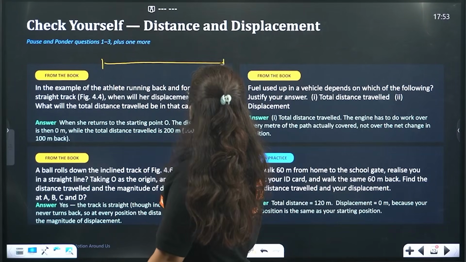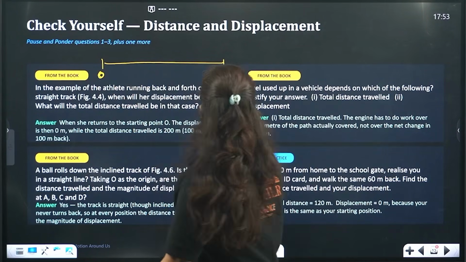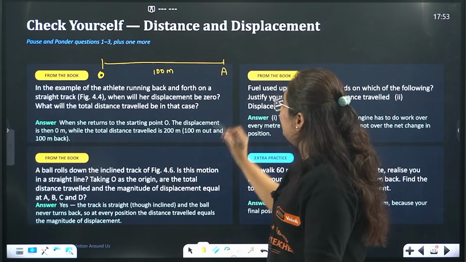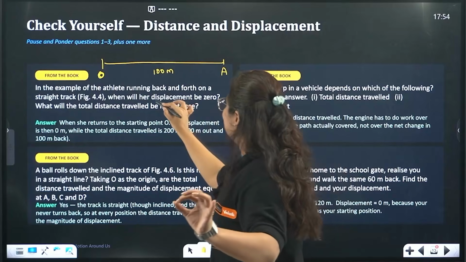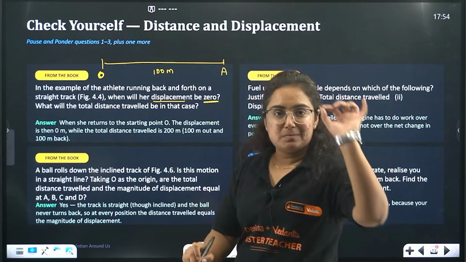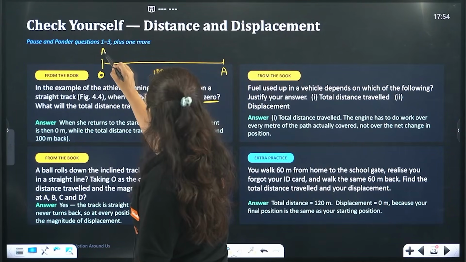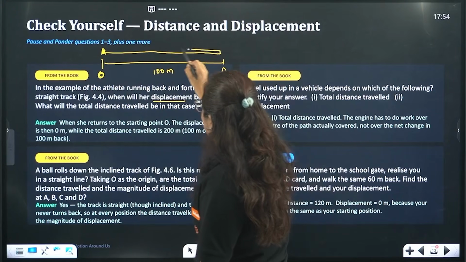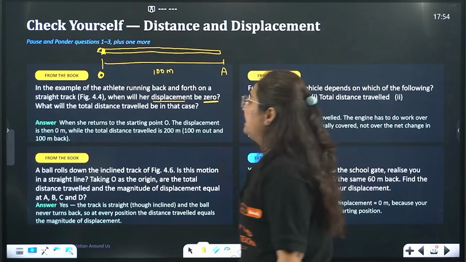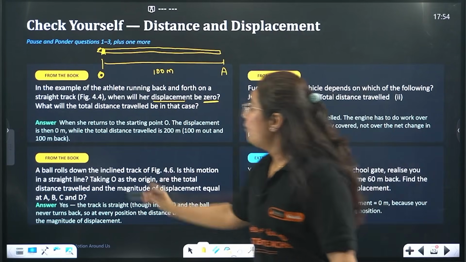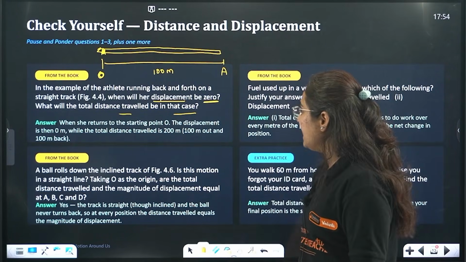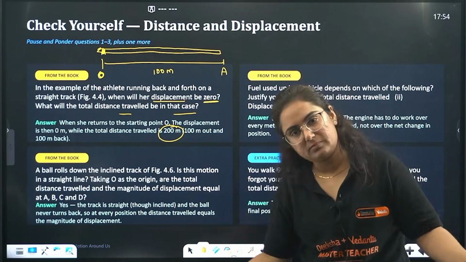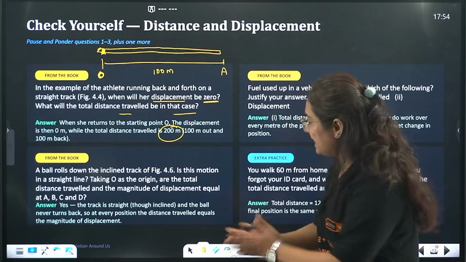So the running track was like this. O is the original position. The person reached point A, covering 100 meters. Tell me in which condition the displacement can be 0. The displacement can be 0 when the person started moving from point O, reached point A, and then came back to the same point. What will be the total distance traveled in this case? The total distance will be twice, that is 200 meters. Very easy. Next.